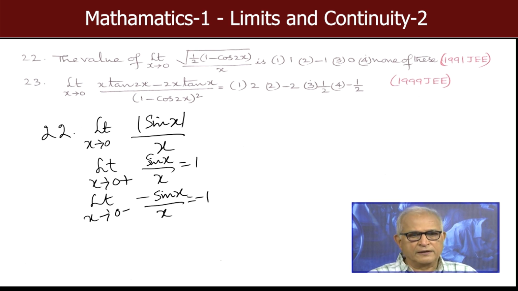So, for this limit, the two one-sided limits are different. The right limit is plus 1 and the left limit is minus 1. Therefore, the function cannot have a limit at x equal to 0. Therefore, the limit does not exist. So, the answer is none of these.